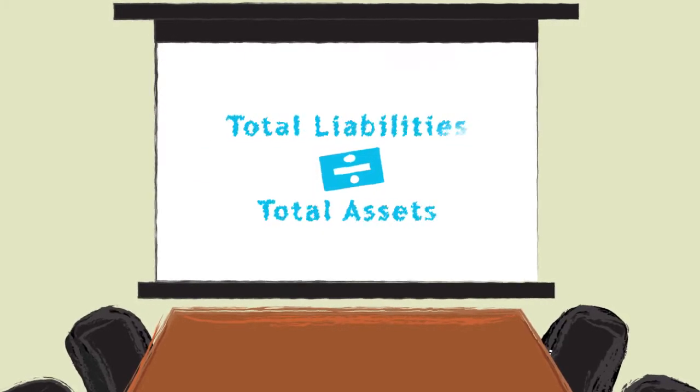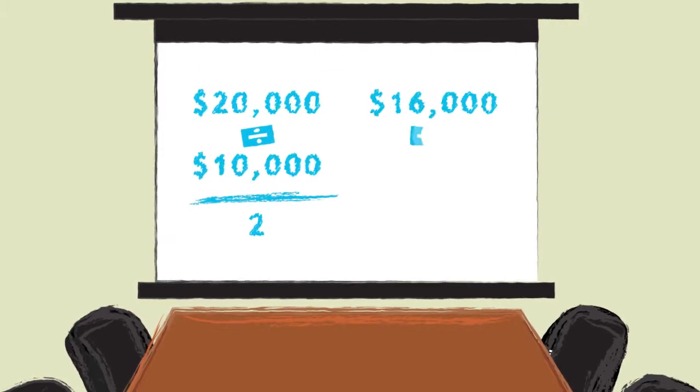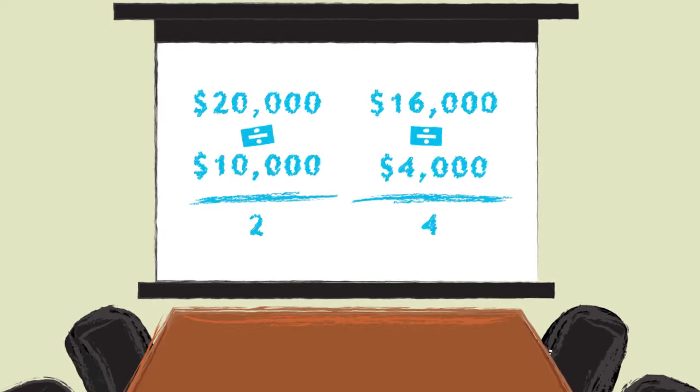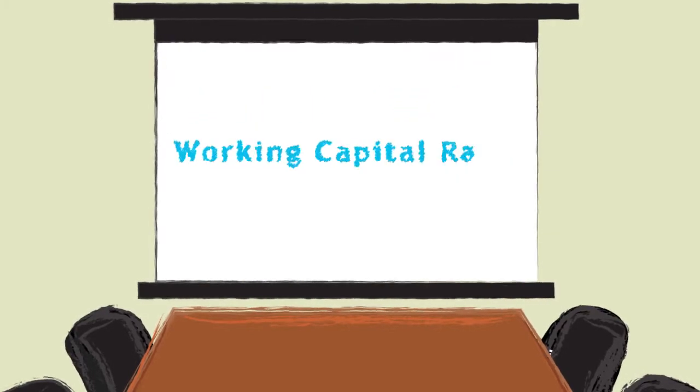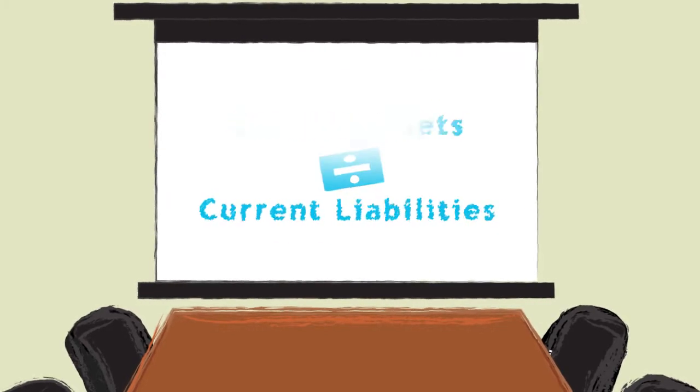Here are two examples. A company with $20,000 in debt and $10,000 in tangible assets has a debt-to-worth ratio of 2. One with $16,000 in debt and $4,000 in tangible assets has a ratio of 4. Lenders also evaluate working capital as a ratio, similar to the debt-to-worth ratio. To determine the working capital ratio, divide the business's current assets by its current liabilities.